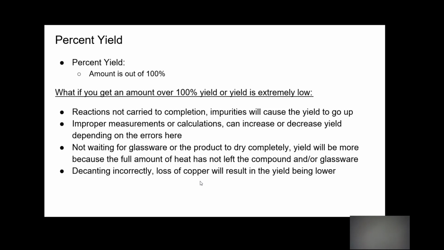Percent yield is out of 100. So what happens if you're too low or higher? This is where multiple steps cause problems. You lose stuff, you pick up impurities, reactions didn't go to completion, even though that says it did.